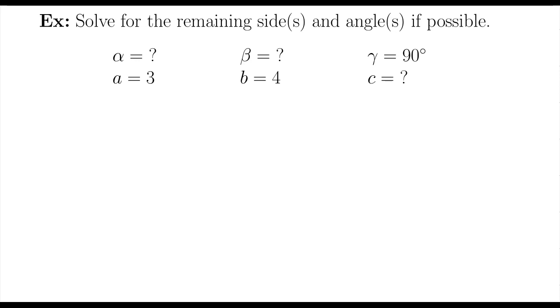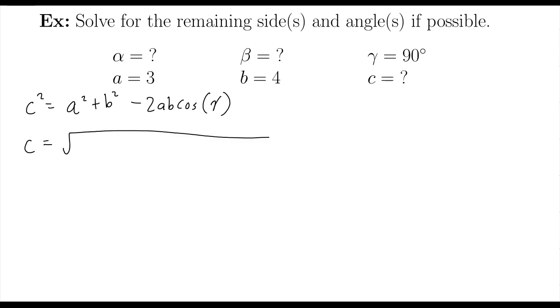Okay, so c squared, that's my unknown value, equals a squared plus b squared minus 2ab cosine of what's across from c, angle gamma. Okay, so we'll just plug all that in. And actually, I'll take it one step further, because I know I'm going to have to find the square root of both sides, so I'll go ahead and say square root of 3 squared plus 4 squared minus 2 times 3 times 4 cosine of 90 degrees.